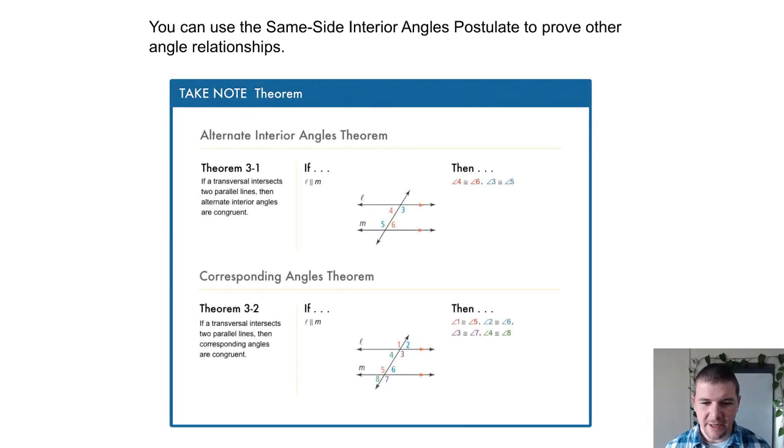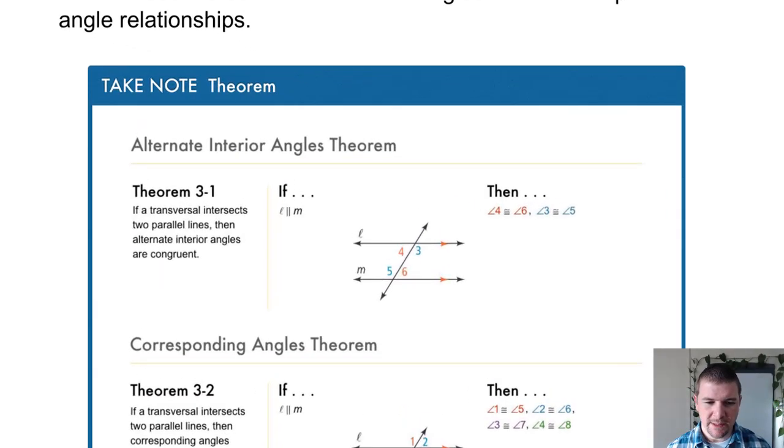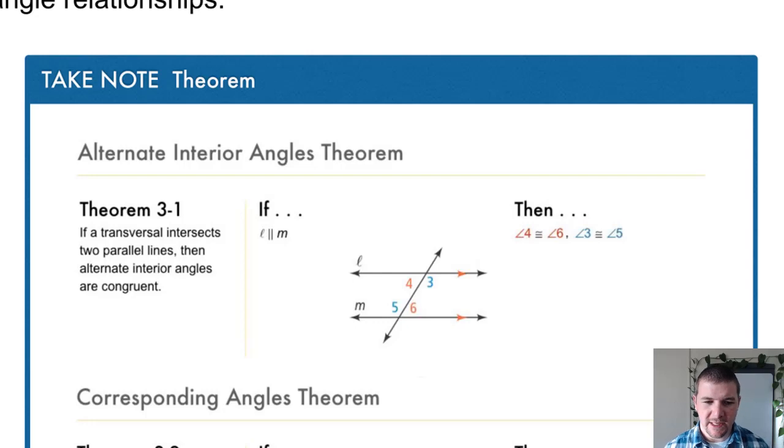The alternate interior angles theorem, or theorem 3-1, says if a transversal intersects two parallel lines, then alternate interior angles are congruent. So if L is parallel to M, then angle 4 is congruent to angle 6, and angle 3 is congruent to angle 5.